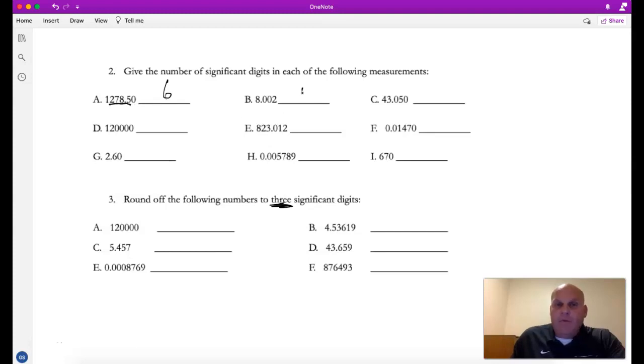B would have 4 significant figures. These two are non-zero digits, and these are captive zeros, so they are significant. So 4 significant figures. This value, 5 significant figures: non-zero, non-zero, captive zero, non-zero, and a 0 at the end of a number and to the right of a decimal, significant.